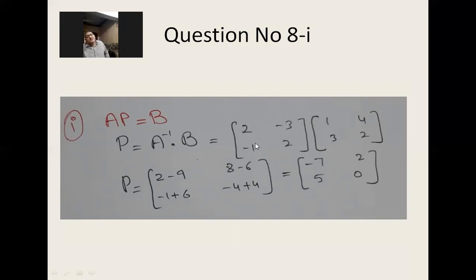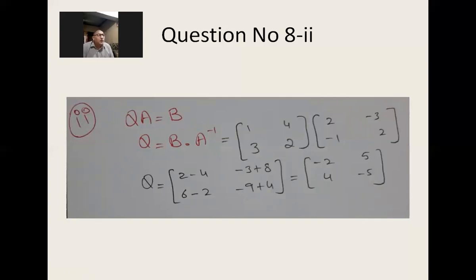Now it is the turn of the second row to multiply. Minus 1 will multiply with 1, you will have minus 1, then 2 will multiply with 3, and you will have plus 6. Now this second row will multiply with this second column. So you will have minus 4 plus 4, because minus 1 will multiply with 4, and it will be minus 4, and 2 will multiply with 2, and it will be plus 4. So now you will have 2 minus 9, that's minus 7, 8 minus 6, it is 2, minus 1 plus 6, that's 5, minus 4 plus 4, and that is 0. So this is how you find the value of P. This is question number 8, the first part. Hopefully you understand. Let's move to the next part.